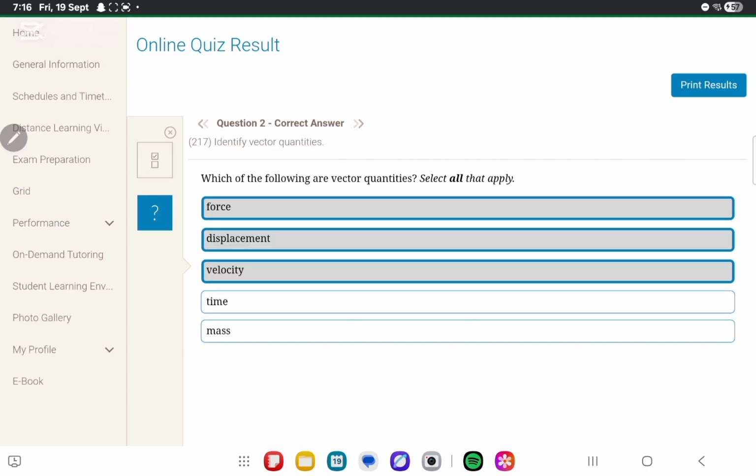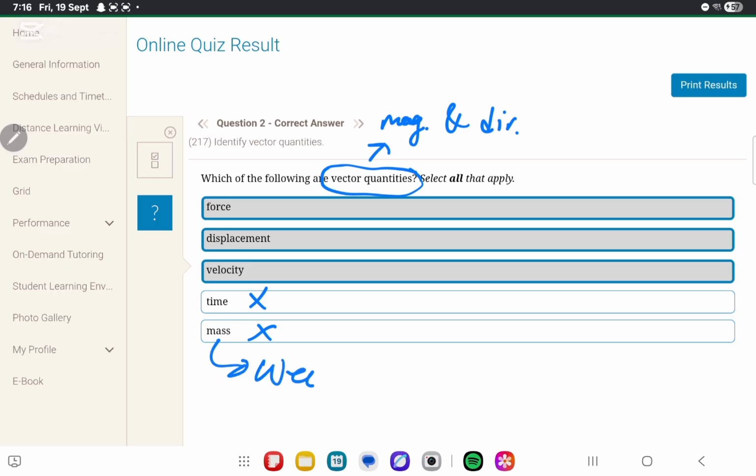Question 2. Which of the following are vector quantities? I'm sure you all already know this, but just as a recap, vector quantities are quantities with a magnitude and a direction. Okay, so time and mass. Time, you can't say 5 seconds east. It's not a thing. Mass, you can't say 7 kilograms south. It's not a thing. However, please don't confuse this with weight. A lot of students do. This is not weight. Weight is a vector as weight is a force.